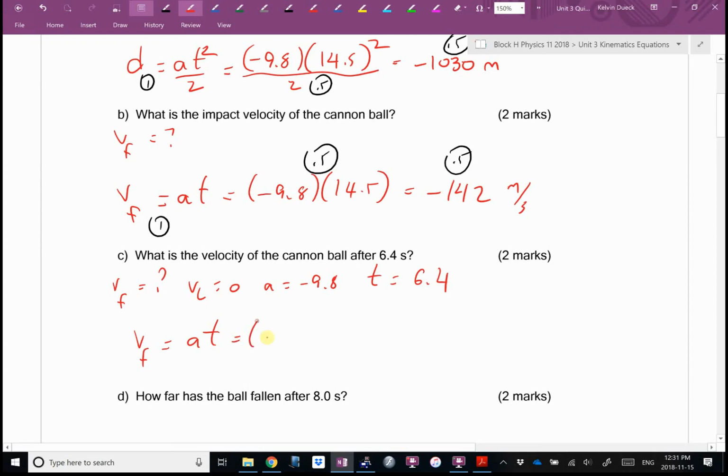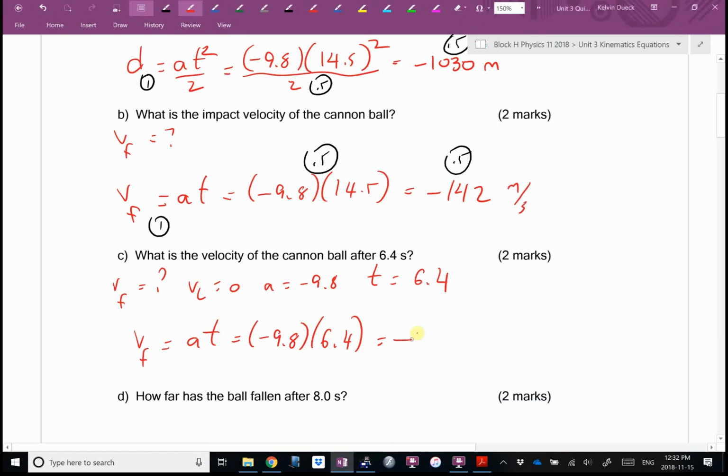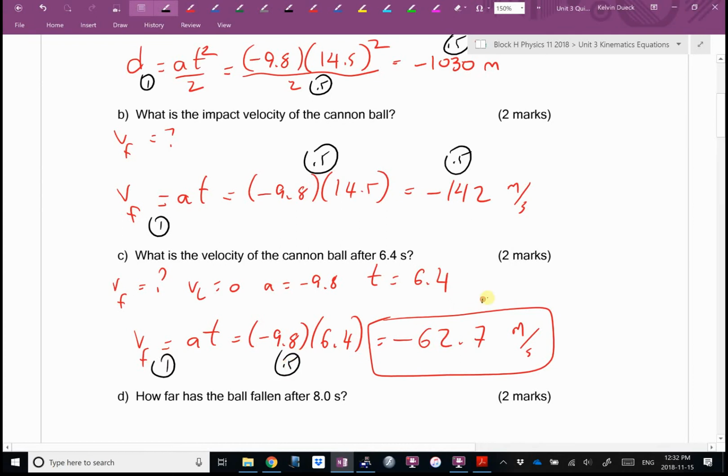So it's going to be negative 9.8 times 6.4. And I got negative 62.72. I would take negative 62.7. I would take negative 63. I wouldn't take negative 62. I'd take a half mark off, and I'd say learn to round off. The 14.5 that they gave me is 3 sig figs, so I'm going to 3 sig figs. Negative 62.7 meters per second. Same as before. 1 mark, half mark, half mark. If you can get the correct equation, that's worth a mark.